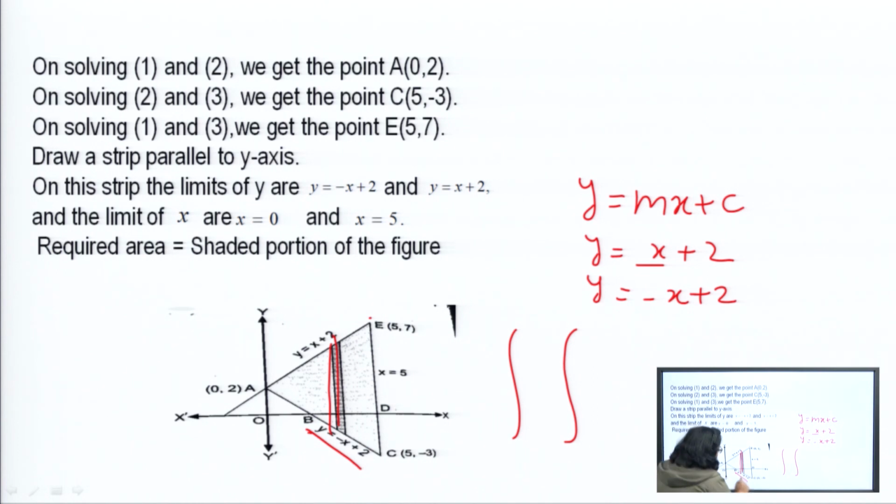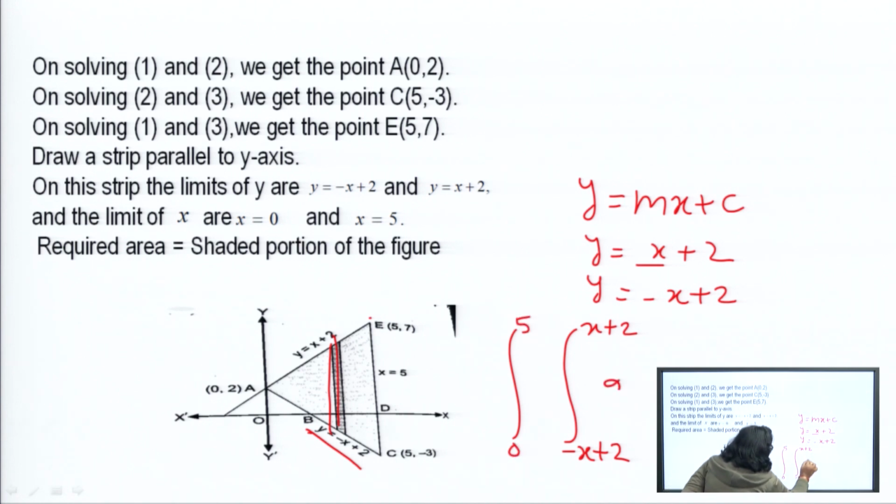So, here y goes from lower to upper: minus x plus 2 on one side and x plus 2 on the other, and the x axis goes from 0 to 5. This is the required integration. In solving this integration, we find the area of the required closed curve.